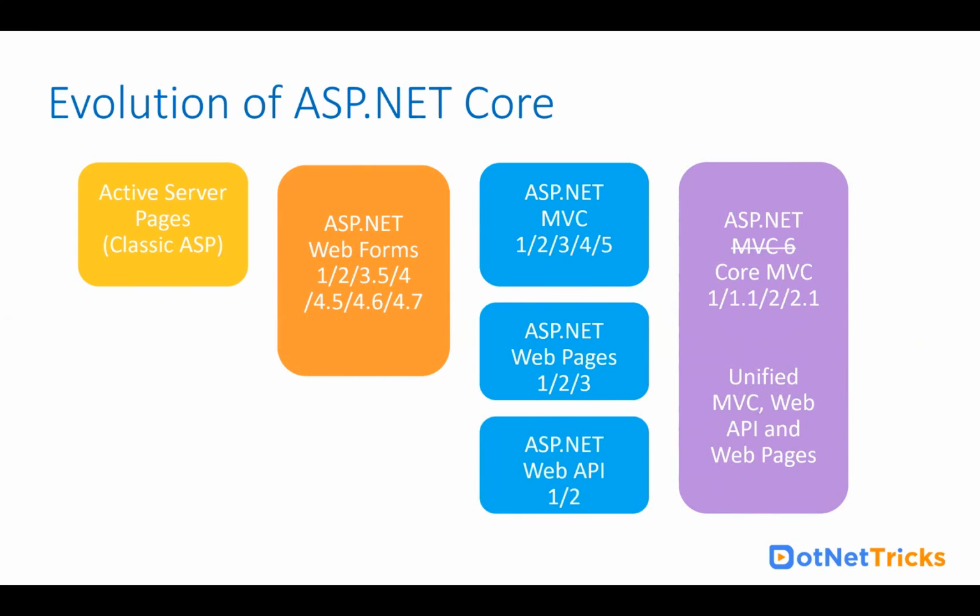So in ASP.NET Core MVC, we have 1, 1.1, 2, 2.1. And in fact, it is a unified version of MVC, Web Pages, and Web API. So in MVC 5, we have three styles for developing the UI and the services. But in MVC 6, or you can say in ASP.NET Core MVC, we have only one style. So this is about the evolution history, how things have evolved year by year.